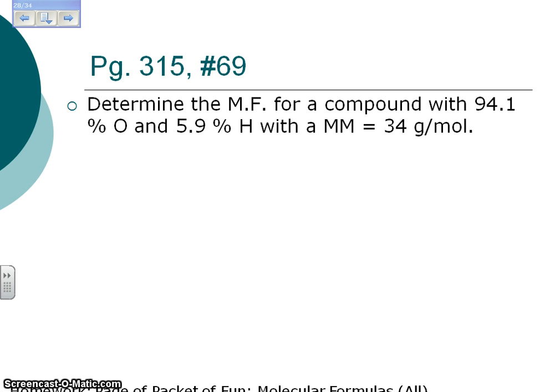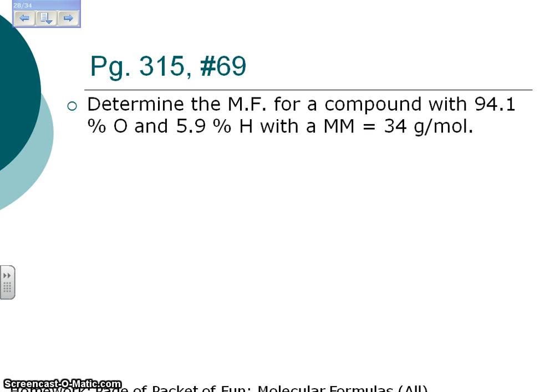So we're going to try one. All right, we're going to try a couple. A real easy one would just be: determine the molecular formula for a compound with 94.1% oxygen and 5.9% hydrogen. The molar mass, or the mass of the molecular formula, is 34 grams per mole.